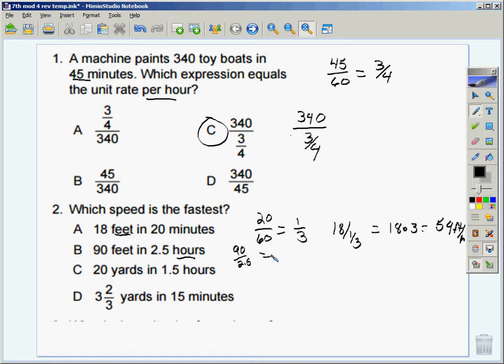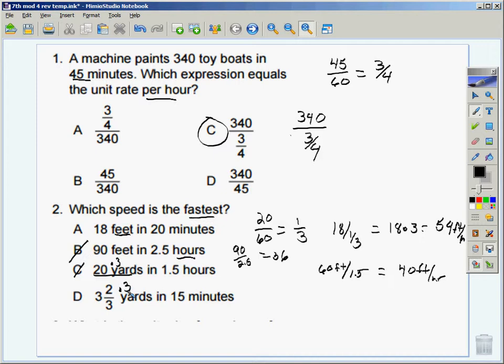I'd get 36. That's not going to be the fastest, so I'm going to cross that out. 20 yards, I've got to change to feet. To change that to feet, I'd multiply it by 3, since there's 3 feet in a yard. So there's 60 feet divided by 1.5. 60 divided by 1.5 is 40 feet per hour. That would eliminate this one as well, because it's not more than 54, which was in part A.